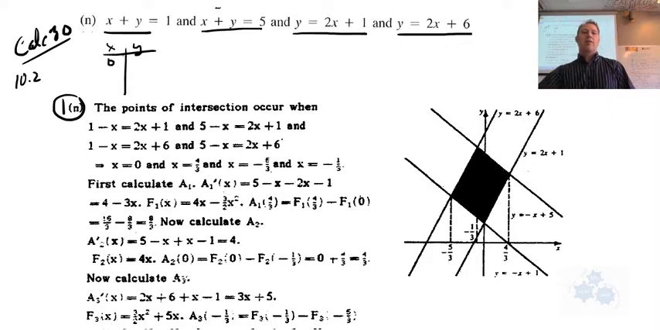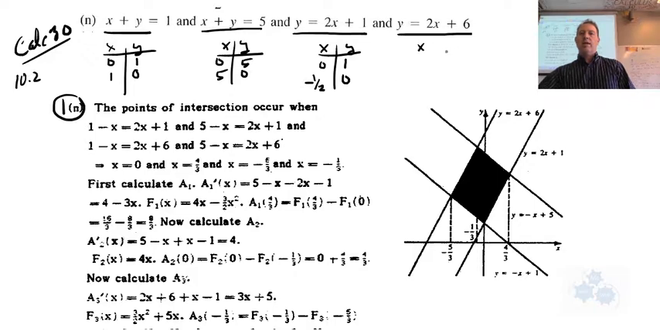For the first line, if x is 0, then y is 1. If y is 0, then x is 1. And of course, over here you could do the same thing. If x was 0, y is 5, and if y is 0, x is 5. For y equals 2x plus 1, if x is 0, 2 times 0 is 0 plus 1, so y is 1. And if y is 0, then x is negative 1/2.